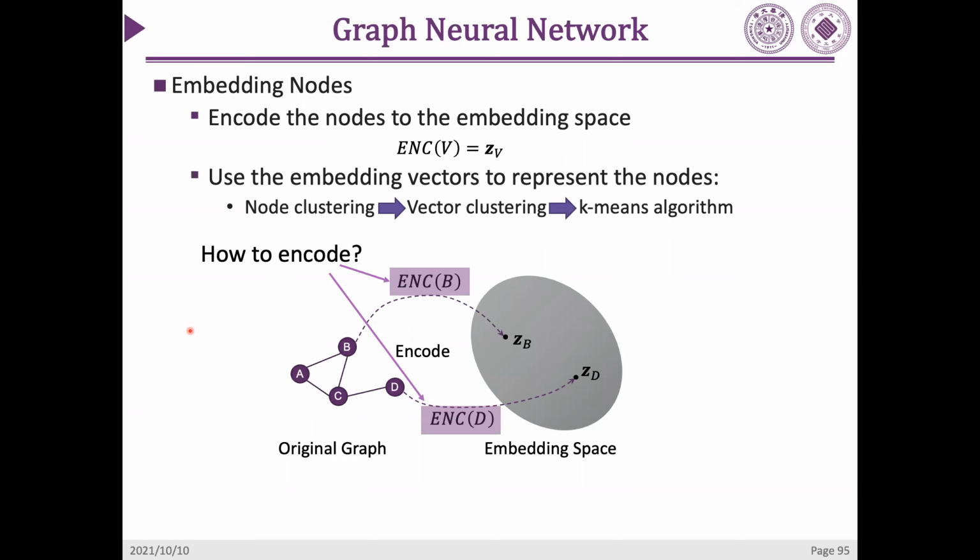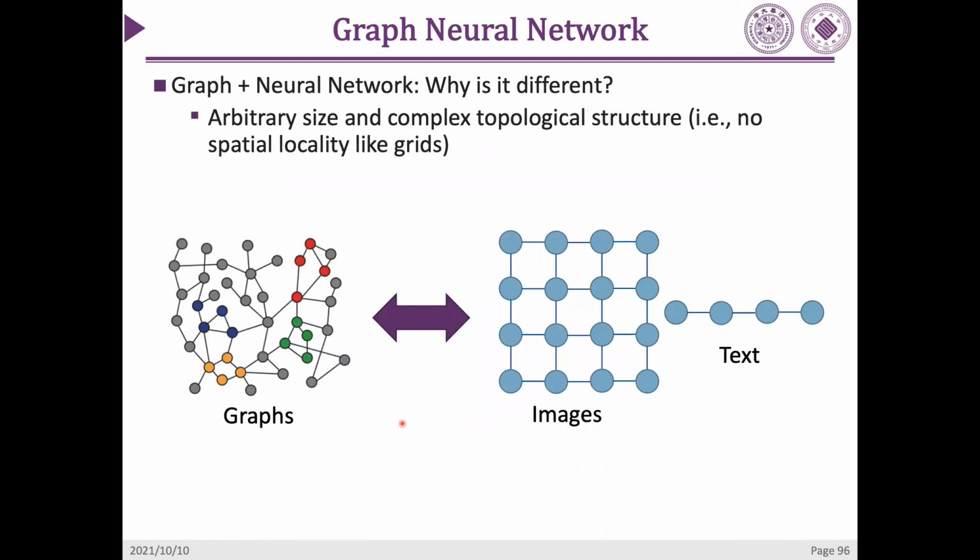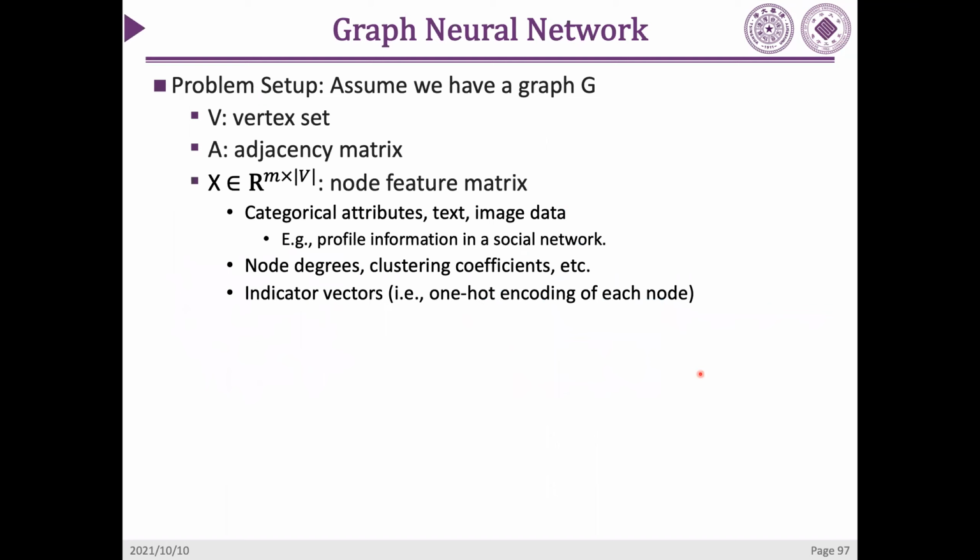So now the problem is how to encode the nodes. How to encode these nodes is very important. As mentioned before, traditional neural nets cannot directly be used for graphs because of their arbitrary size and complex topological structure, because you can see that image and text are very regular, right? So let's look at the graph. And we can see that the graph data mainly consists of three parts.